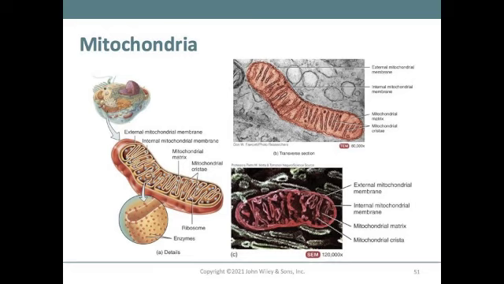Because they generate most of the ATP through aerobic respiration, they are referred to as the powerhouses of the cell. These are the mitochondria. A cell may have as few as 100 or as many as several thousand mitochondria, depending on its activity. Active cells that use ATP at a high rate, such as those found in the muscles, liver, and kidneys, have a large number of mitochondria.